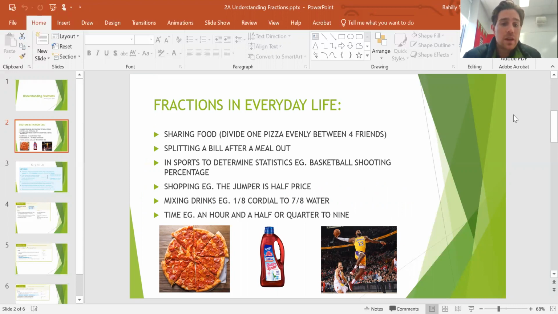Splitting a bill in sports to determine statistics, basketball shooting percentage, shopping, jumper is half price. That's actually also a fraction. Mixing drinks, 1/8 cordial to 7/8 water, time as well, 1.5 hours or 8:45 to 9. These are all fractions that you will have dealt with in your everyday life without actually knowing that they are fractions. Okay, so we're going to move on to our key ideas.